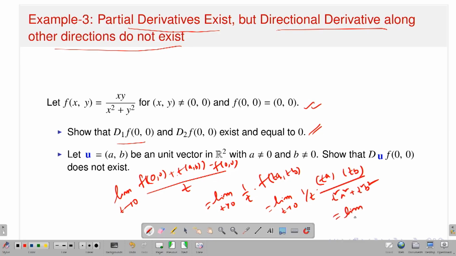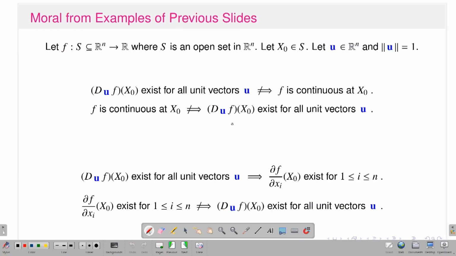This is the limit as t approaches 0. The numerator t square and the denominator t square get cancelled, so this should be ab divided by a square plus b square, but there is a 1 by t, and that makes a problem because the constant can be taken outside, and this limit does not exist. So, whatever directions (a, b) I take, where a and b are non-zero, the directional derivative does not exist. This example shows that existence of partial derivatives does not imply existence of directional derivatives.